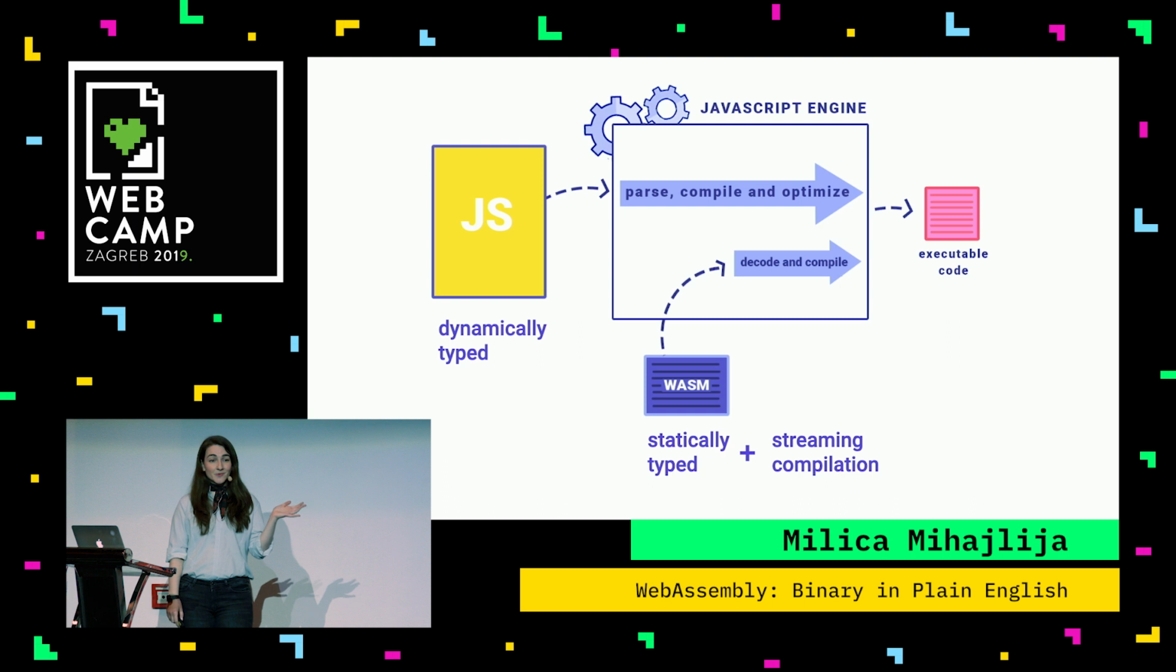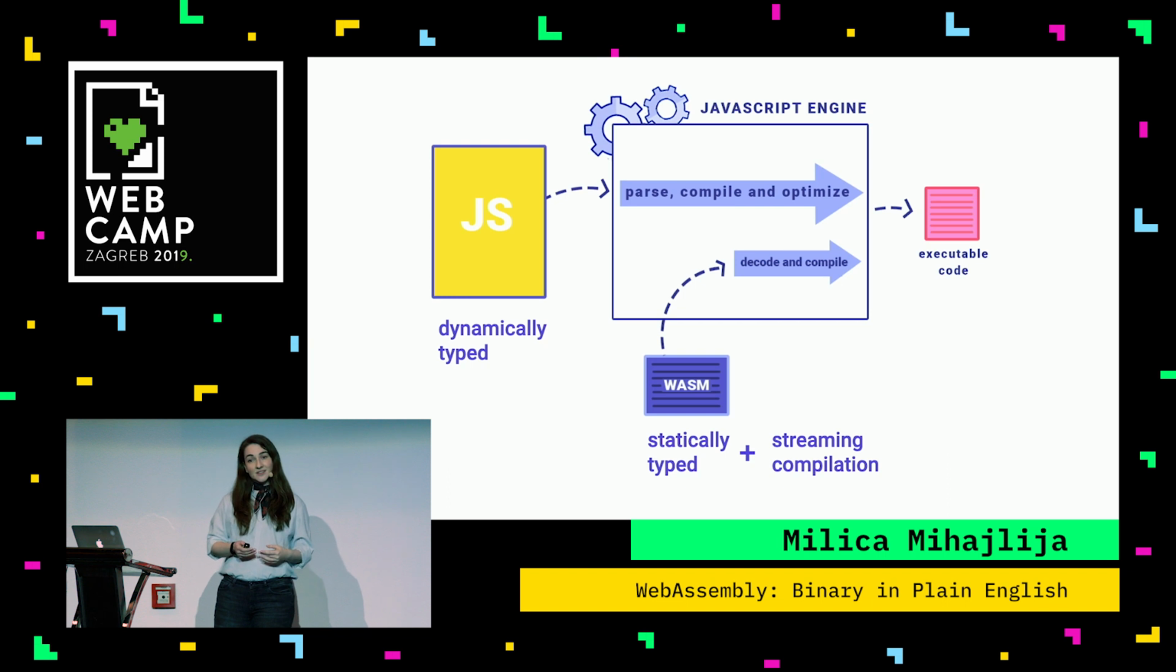And another speed boost for WebAssembly is streaming compilation. So kind of the same way you can watch a YouTube video as it's being downloaded, the browser can compile WebAssembly code as it's being downloaded. For smaller binaries, this practically means that by the time the binary is downloaded, it's ready to run.